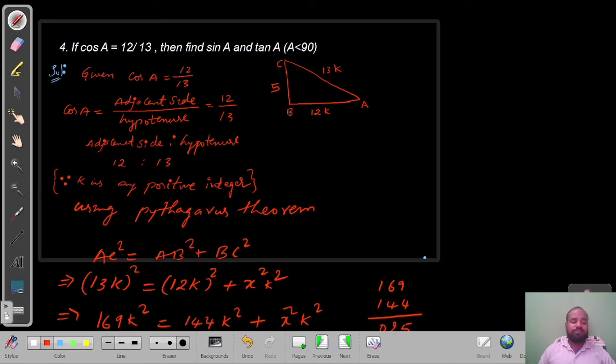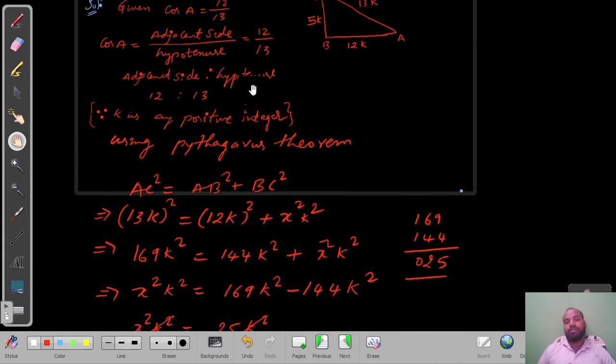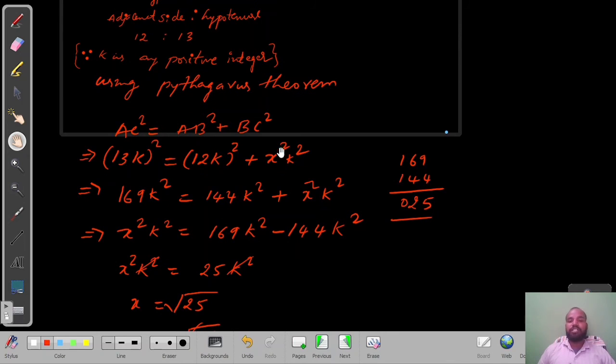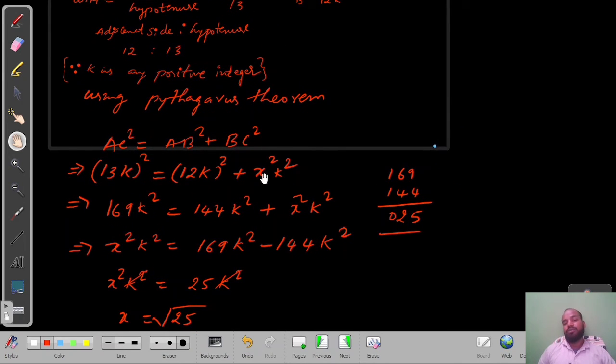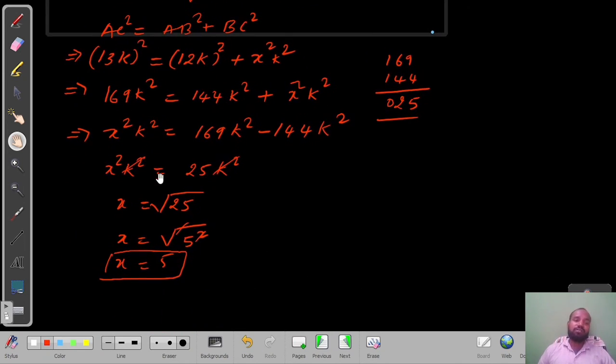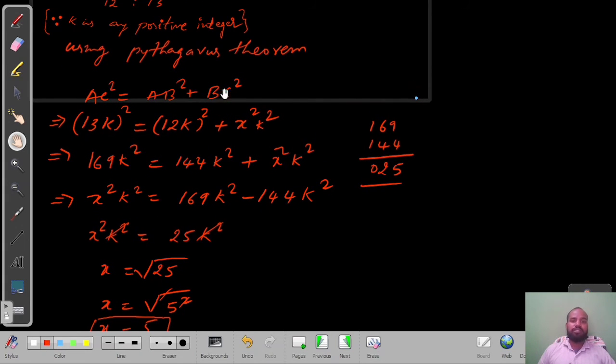So 5k, 5 as our wish. Now you can write BC here. You might get confused, but don't be. You can write BC, or you can write an unknown variable as X. Finally, we solve the answer and check whether it is correct or not. That is important. So you can continue with BC here also.